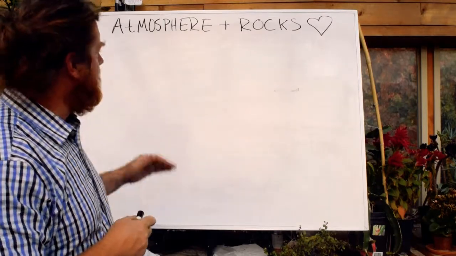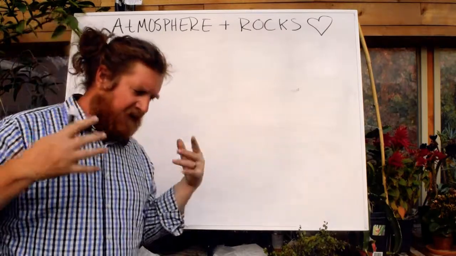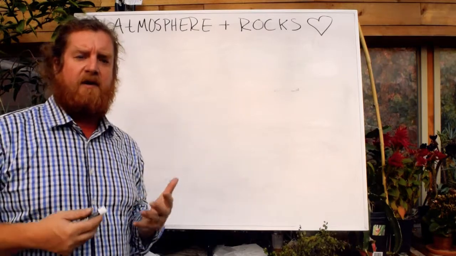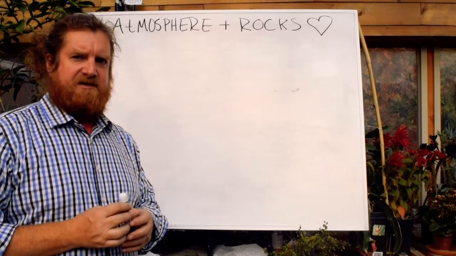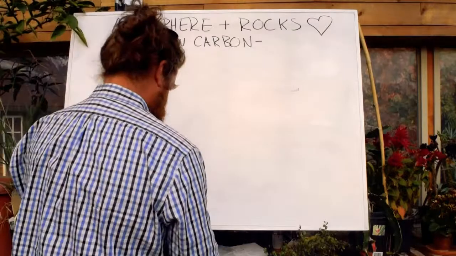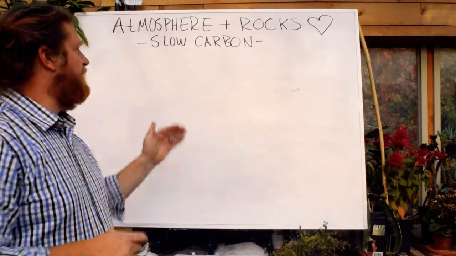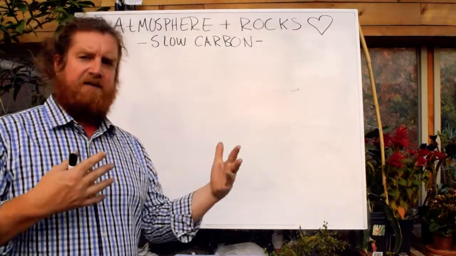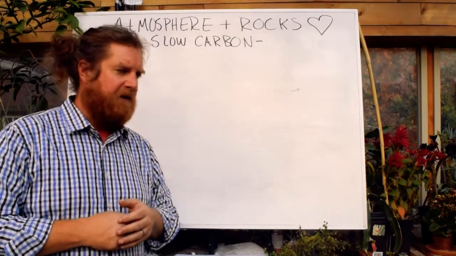But what we're going to be talking about here is the atmosphere and the rock cycle. You might think, well, what the hell does the atmosphere have to do with the rock cycle? Well, they do interact in a pretty important way, although it's fairly slow. So what we're talking about here really is what we refer to as the slow carbon cycle. In the next video, we're actually going to stitch the fast carbon and the slow carbon cycle together.